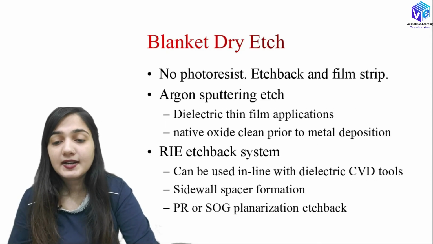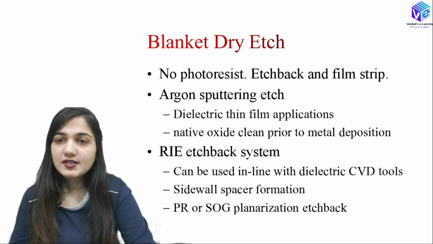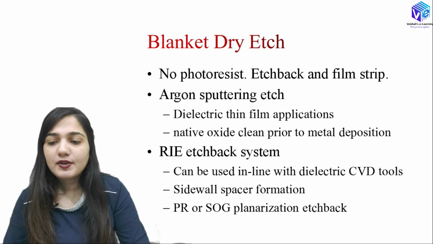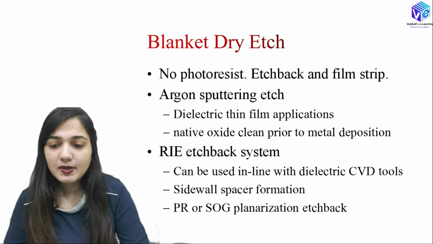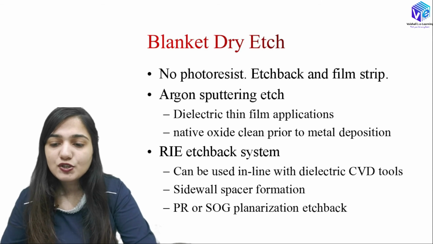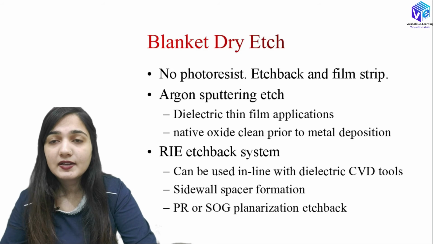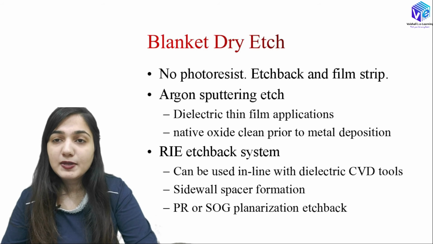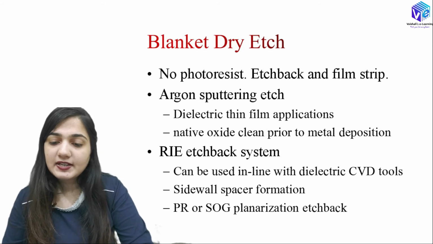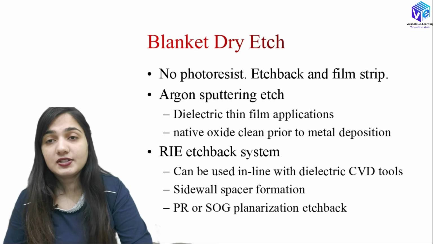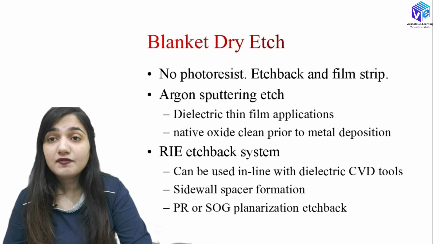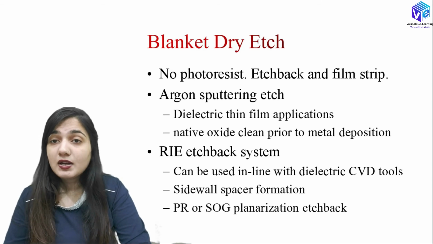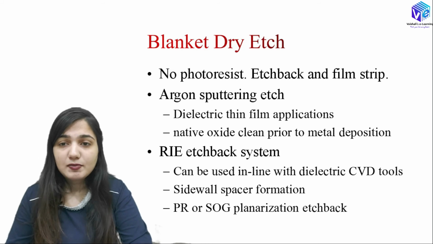Now coming to the blanket dry etch. Here I am not using any photoresist, I am not making any mask, I am removing the full layer. So this is the blanket dry etch. Here we are using the etchback and the film strip. We can use the argon sputtering etch also, if I am using the argon ions to hit the substrate material and to break the bonds. So argon sputtering can be used to remove the dielectric material. If I have the dielectric thin film and want to remove it, I will be using the argon sputtering, because the dielectric removal is quite a complicated task.